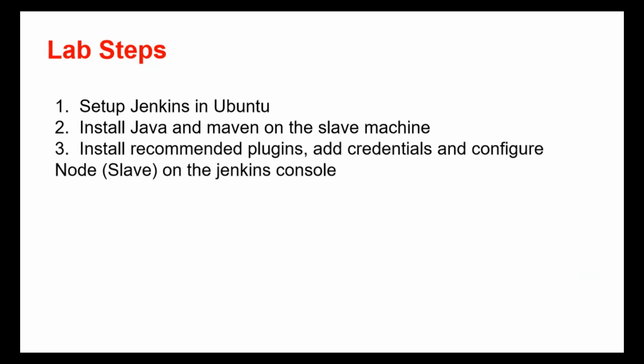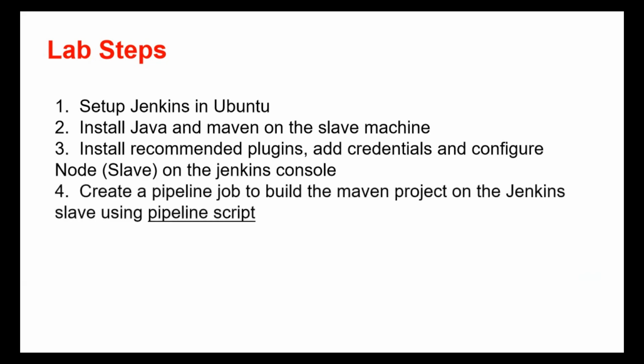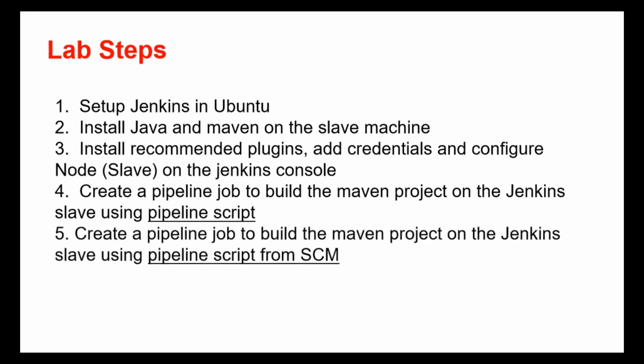Now, as a third step, on the Jenkins console, we will be installing all the recommended plugins. Then we will be adding the credentials for authentication between the Jenkins master and the Jenkins slave. And then we will configure a slave on the Jenkins console. So we need to add a node which will be acting as a slave for the Jenkins master. Then we will be creating a pipeline job to build the Maven project on the Jenkins slave by using the pipeline script. Okay, and if we have time, we will also see how you build the project on the Jenkins slave using the pipeline script from SCM option.